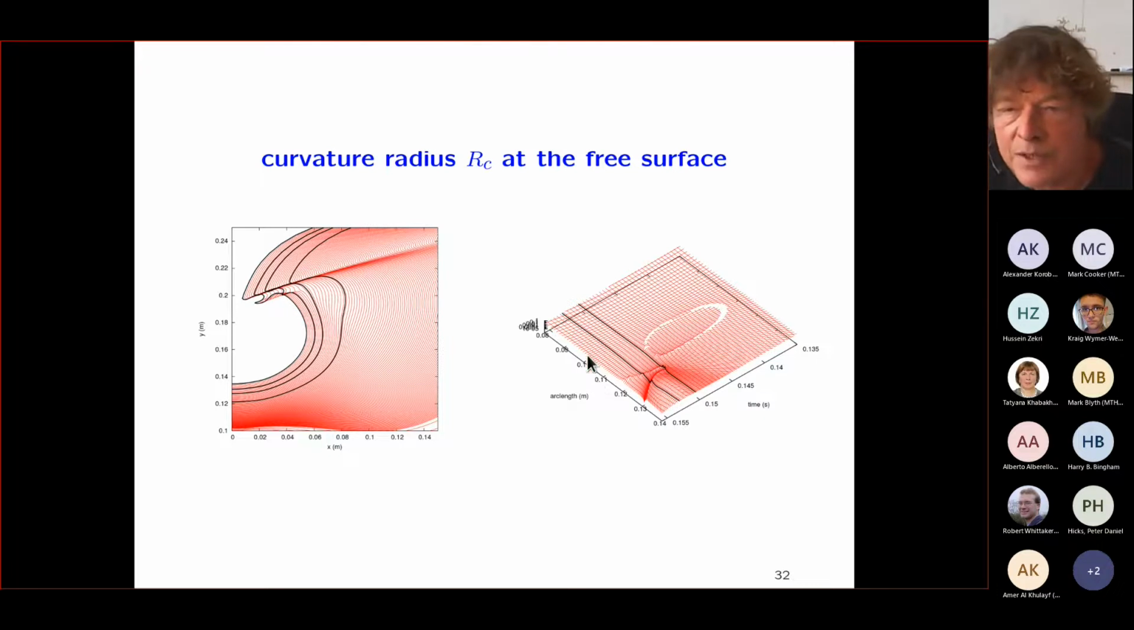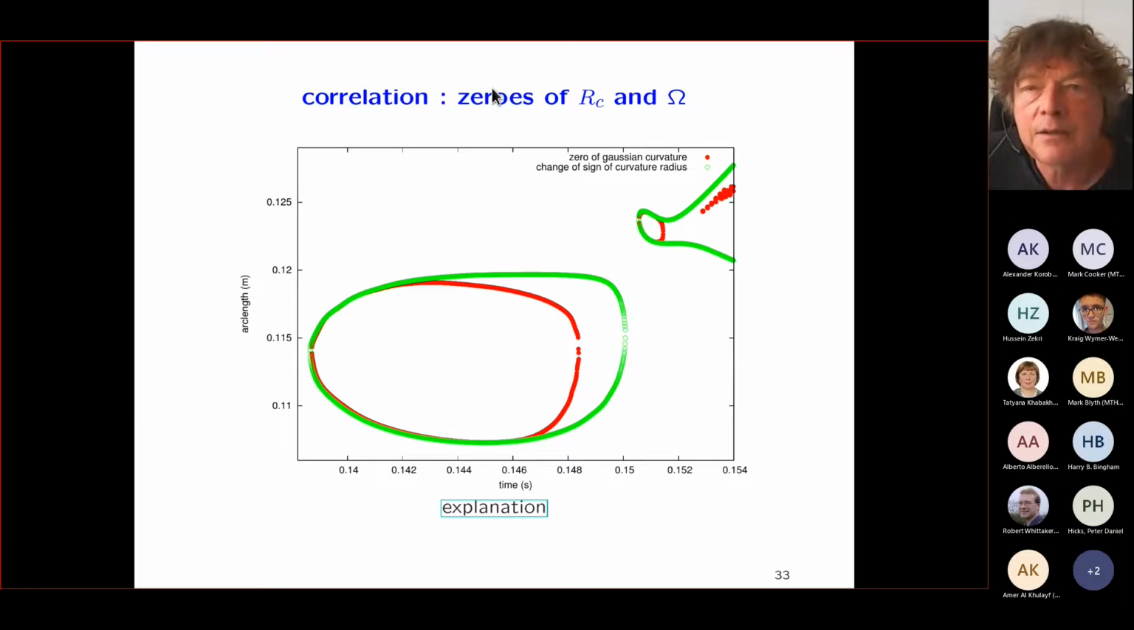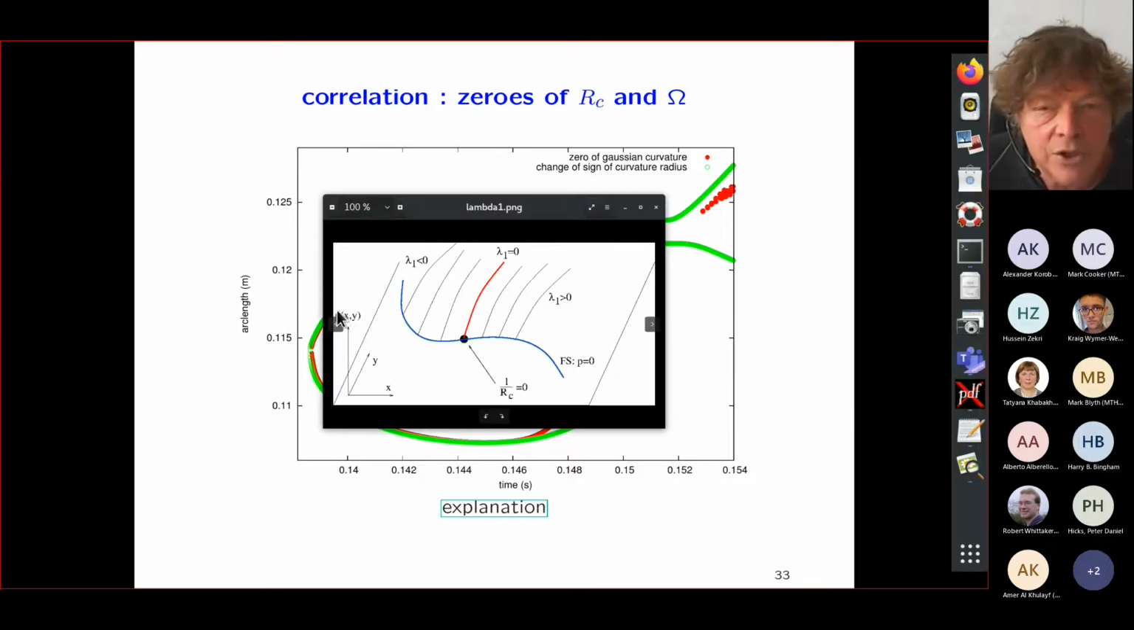If you take an upper view of this plot, you obtain this, and we can correlate perfectly the zero of the Gaussian curvature, which is in red, and the change of sign of the curvature radius on the free surface. There is a quite easy explanation of this. If you plot the pressure in terms of the two horizontal coordinates, x and y, the blue line is the free surface where p is equal to zero, and at that point there is an inflection where the radius of curvature of the free surface tends to infinity, so its inverse is zero. We can consider that lambda one, the first eigenvalue of the Hessian matrix I was speaking about, is negative here and positive here, which corresponds to the change of sign of the radius of curvature at the free surface.